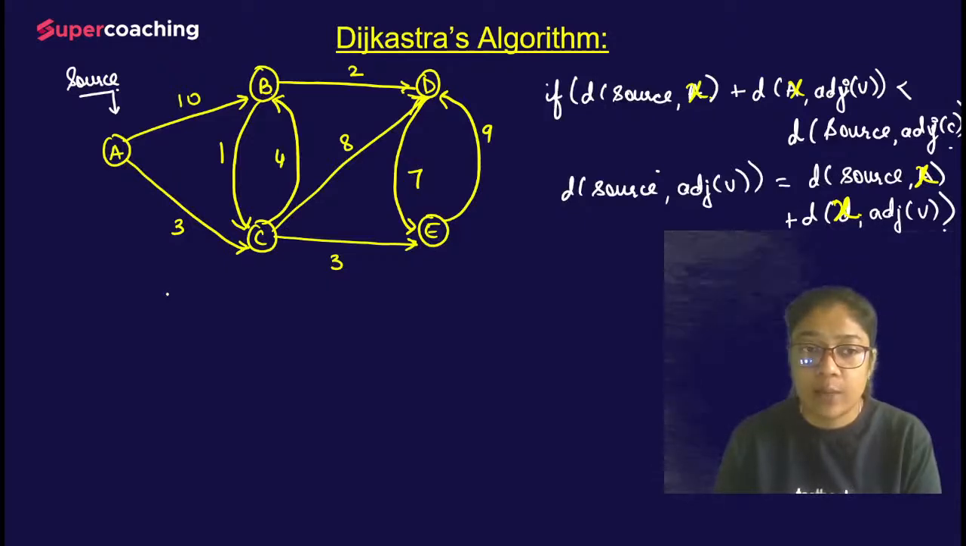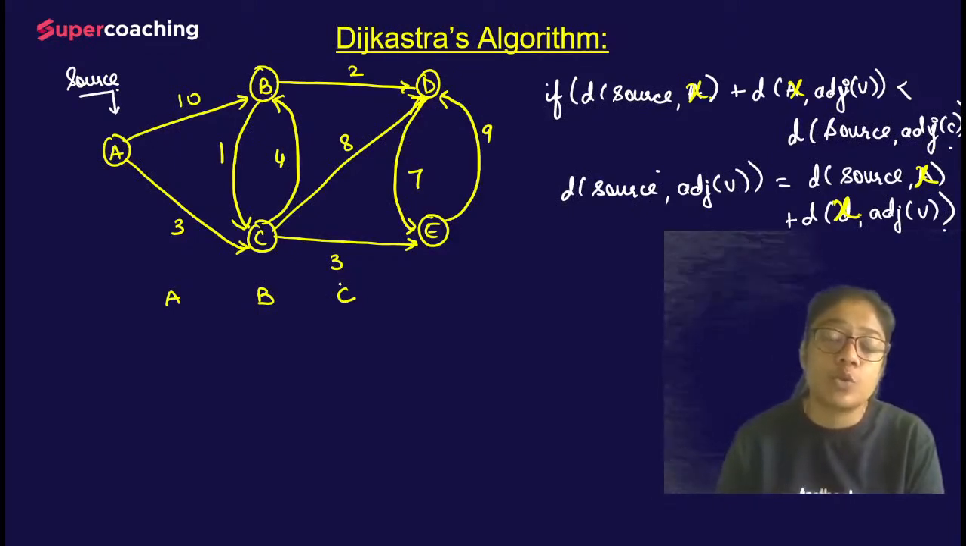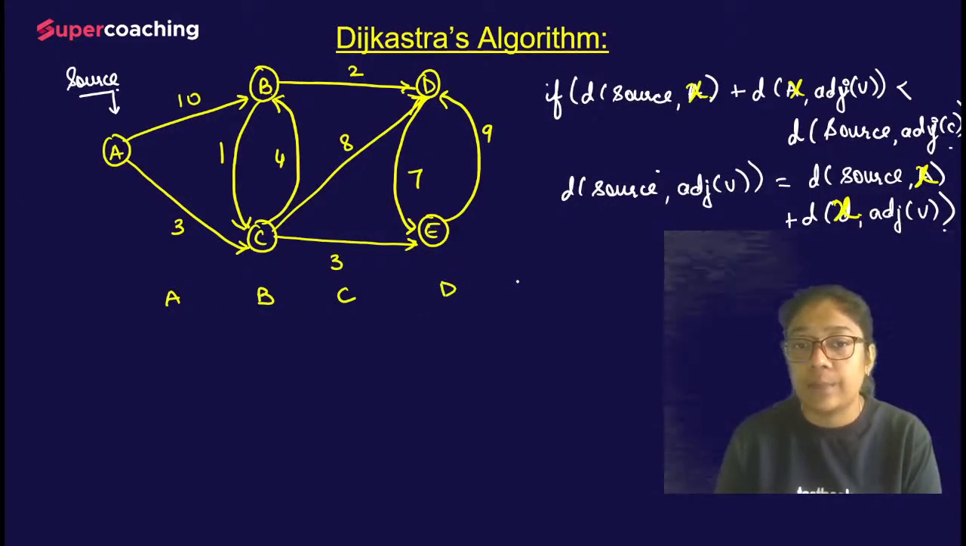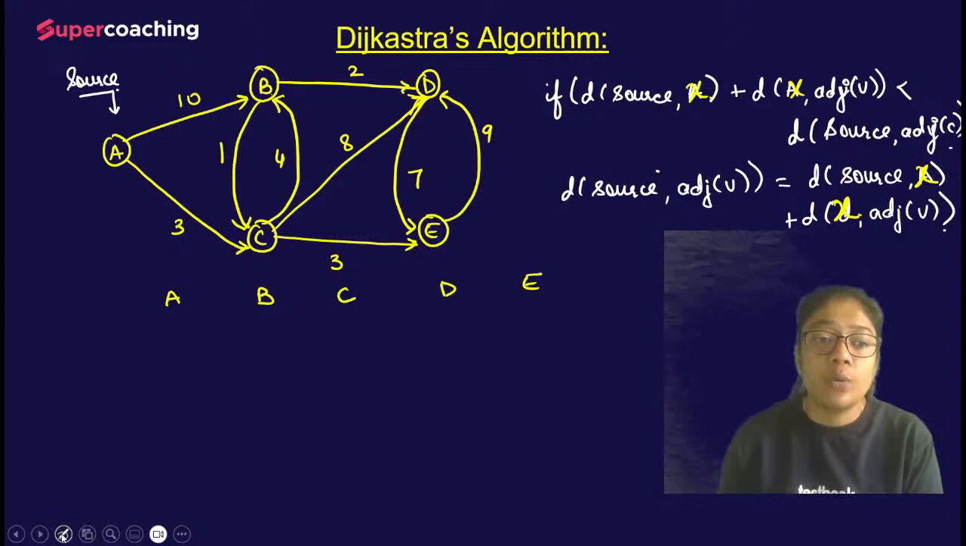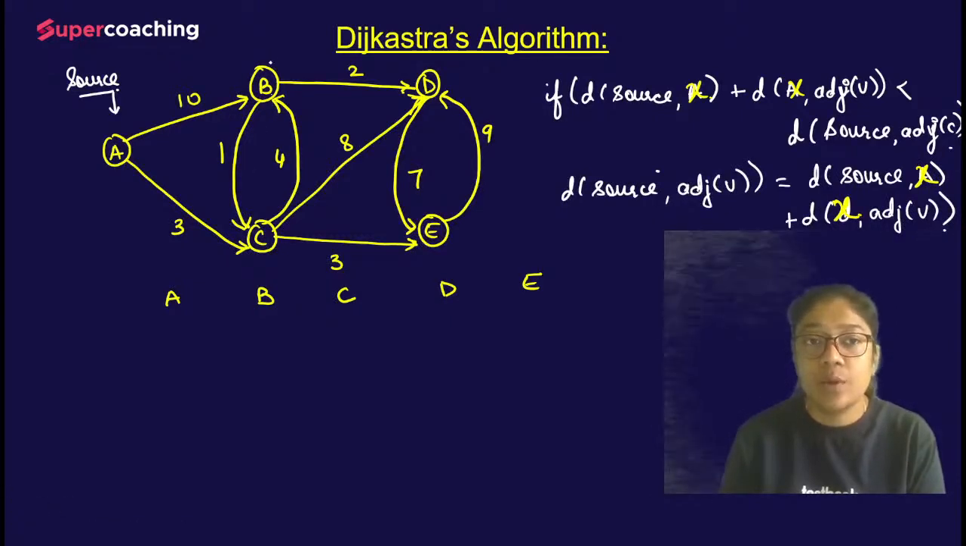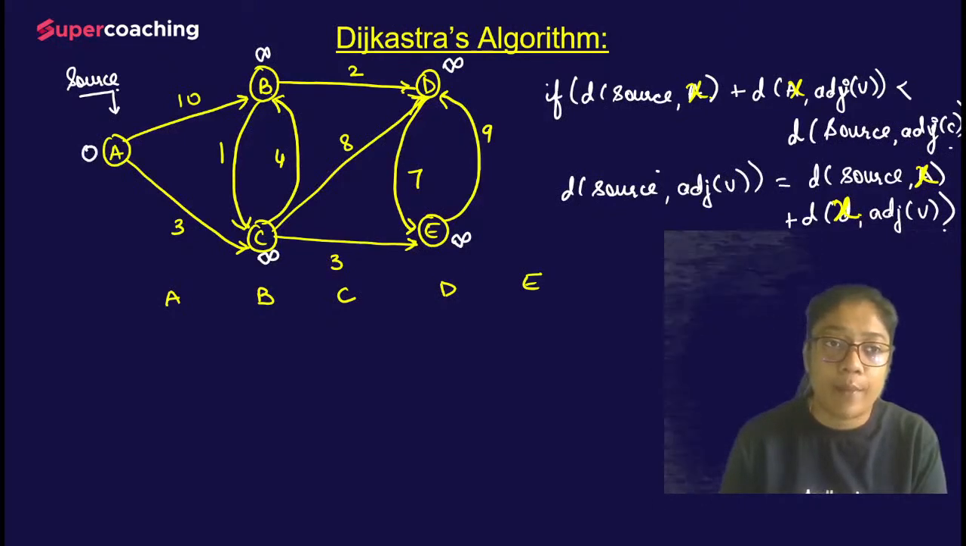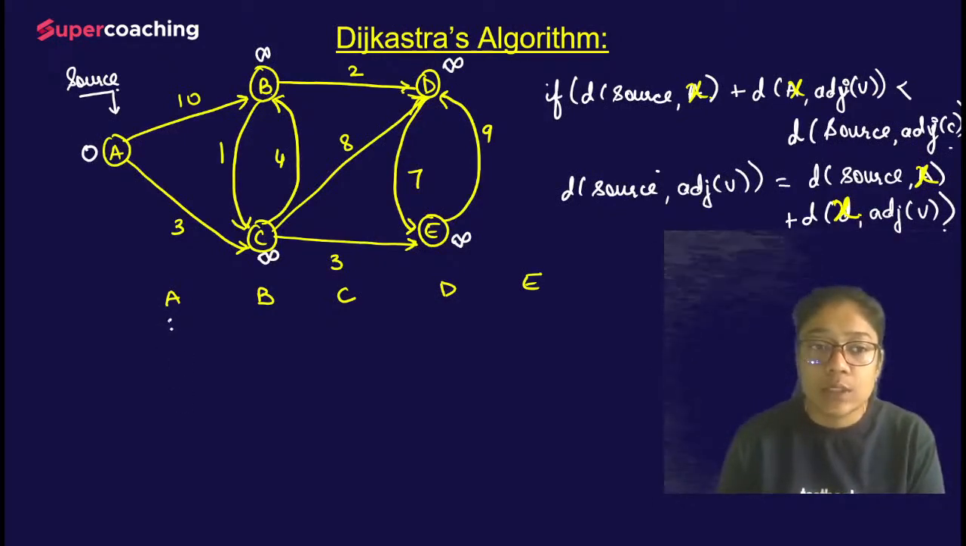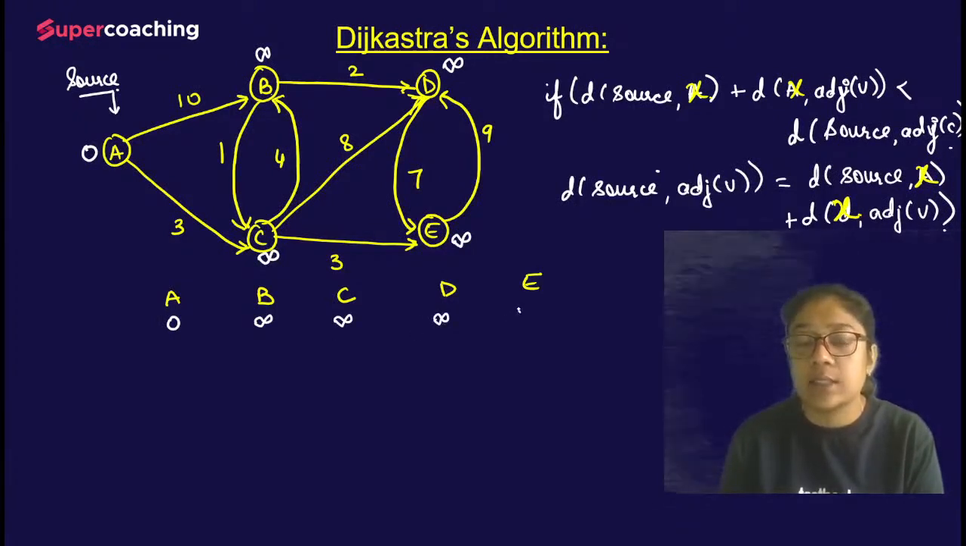जितने भी vertex है सारे vertex ले लो, A, B, because ultimately we have to find out the shortest path from the source vertex to every other vertex of the graph. A, B, C, D, E. I'm marking all the vertices as infinity. सारे vertex को infinity mark कर रहे हैं. Infinity, infinity and infinity, except for the source vertex. Source vertex को I'm marking as 0. So this is 0, this is infinity, this is infinity, this is infinity and this is infinity.